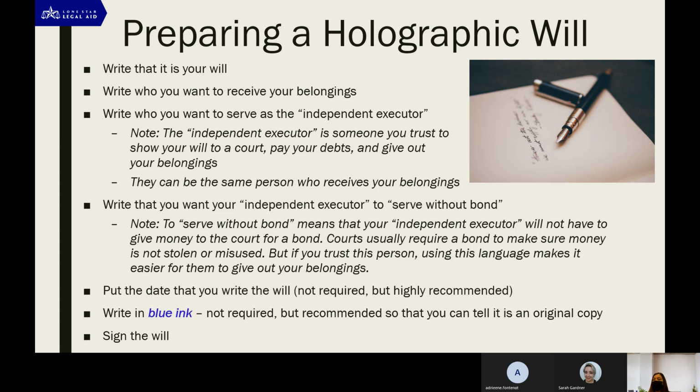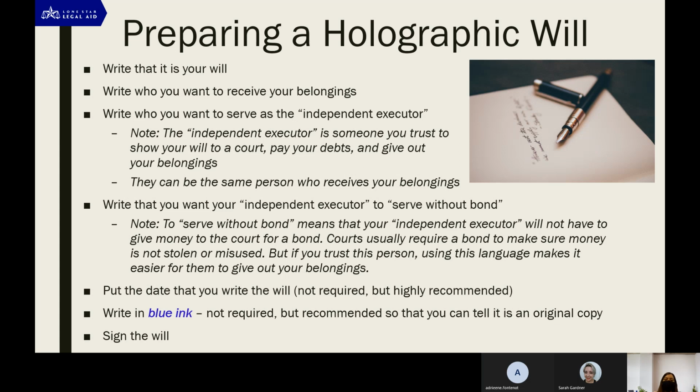An independent executor is someone you trust to show the will to the court, to pay your debts, to give out your belongings, and essentially follow the dispositions that you are ordering in your will. And this can be the same person that is receiving your belongings, or that you are given anything through the will. They can take through the will.